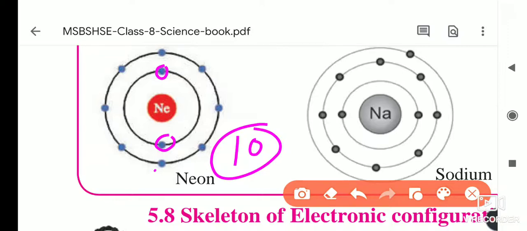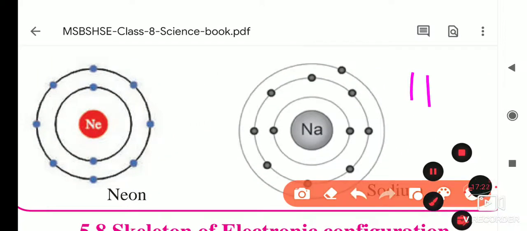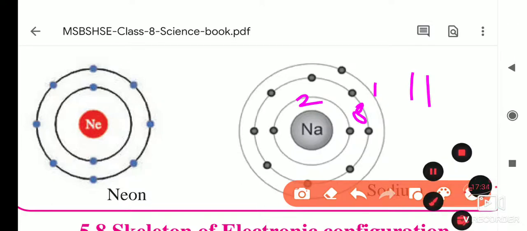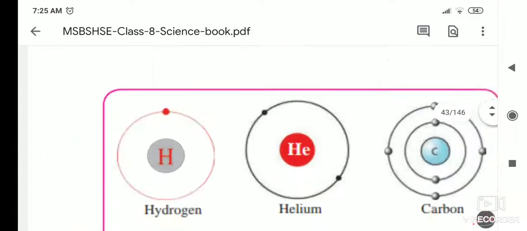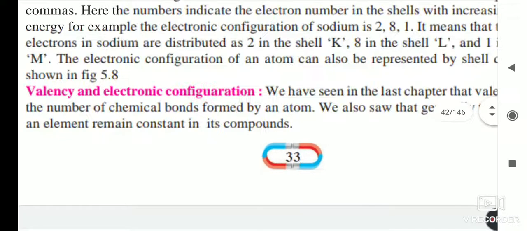Now the capacity of the second orbit is fulfilled after 8, that is 10 electrons in total. Then what happens? The next element is sodium, whose atomic number is 11. In the first orbit 2 will enter, in the second orbit 8 will enter, and in the third orbit 1 will enter. Once the second orbit's capacity is fulfilled, the electron will enter the next orbit. This is given here in this figure. Now we will see valency and electronic configuration.